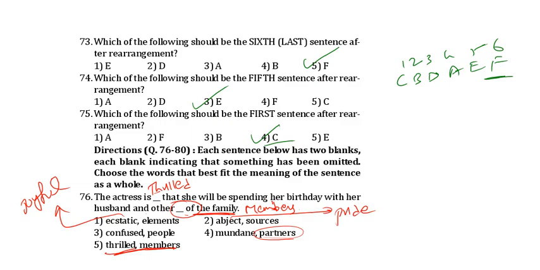So which one is correct? Only the fifth one is correct. The fifth one means thrilled, members. Mundane. What is the meaning of mundane? Lack of interest. Mundane means lack of interest. So here thrilled, members is correct. The actress is thrilled that she will be spending her birthday with her husband and other members of the family. See the next one.